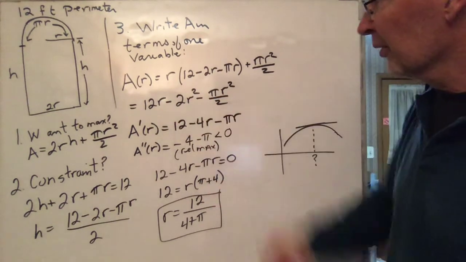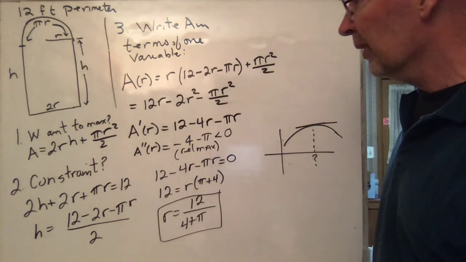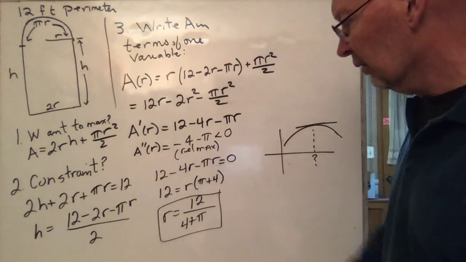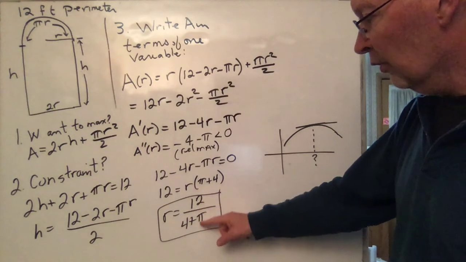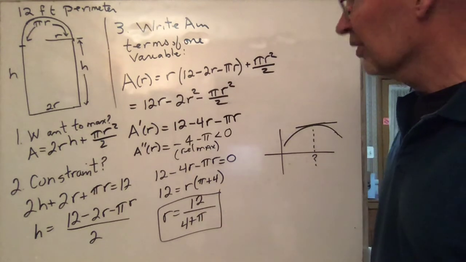Okay, a bunch of algebra there. I won't even worry about it. Don't have time or space to worry about it. But there's what you're after. There's the value, which is about 12 over 7, so about 1.5 feet is what r is.